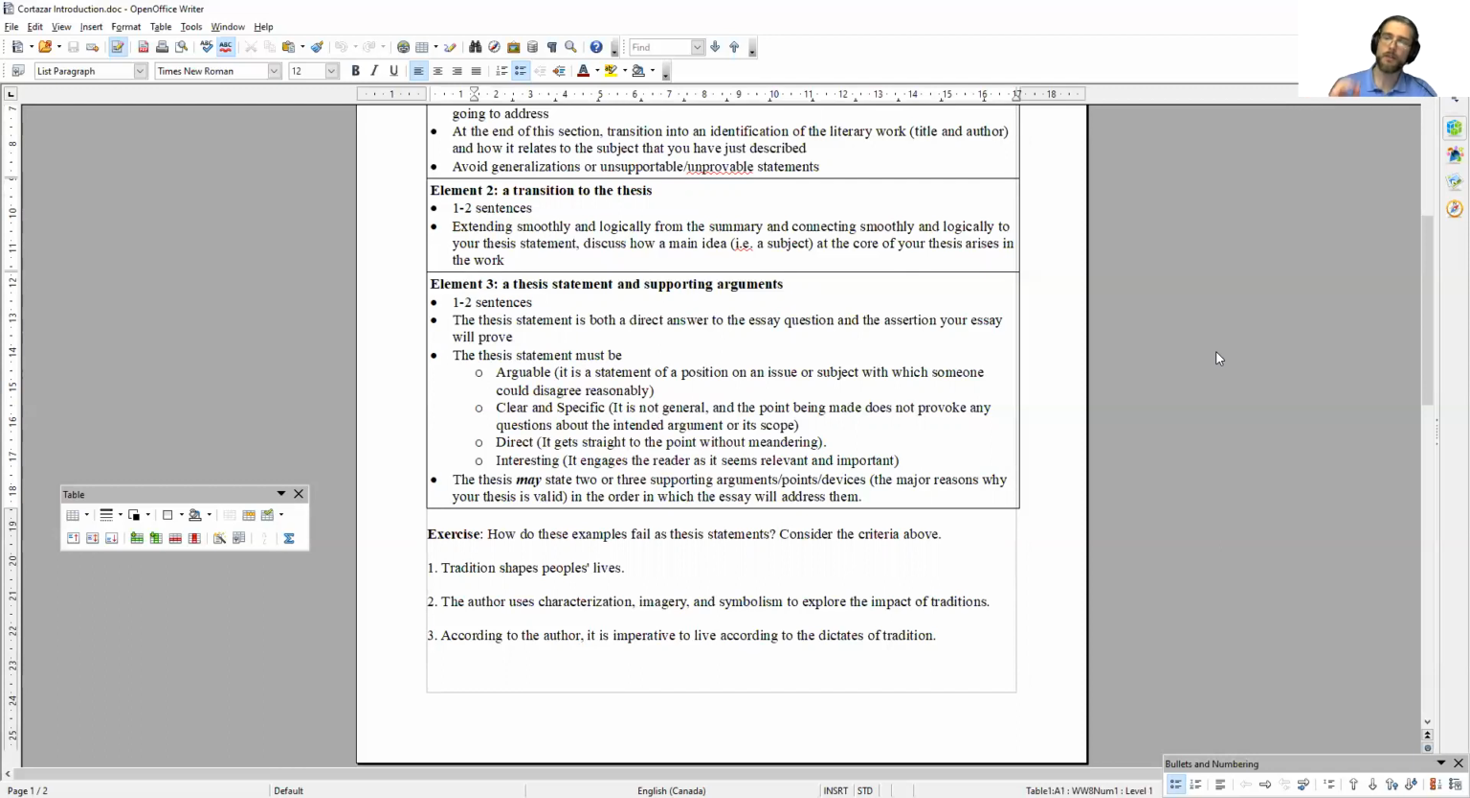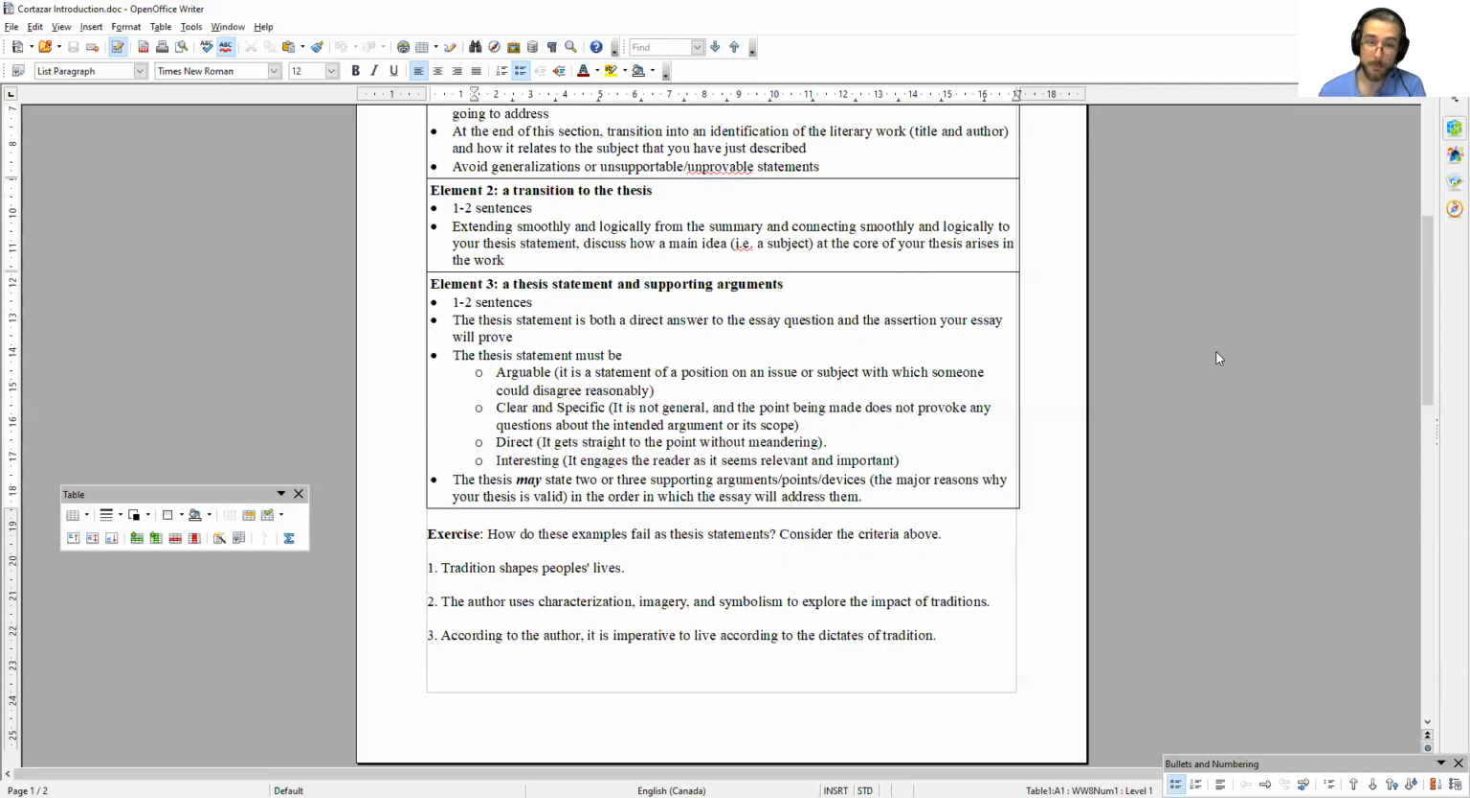The key elements of a thesis statement are these. First, it should be arguable. A thesis statement can't be a question. And it also can't be a statement such as, well, this essay is going to investigate the issue of, let's say, tradition in Julio Cortázar's House Taken Over. That's just a statement of what the essay is going to be about. It's more like telling me this essay is going to be about tradition. It doesn't give me a clear, specific argument.